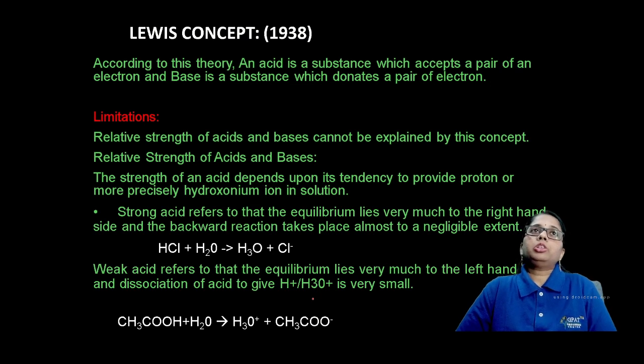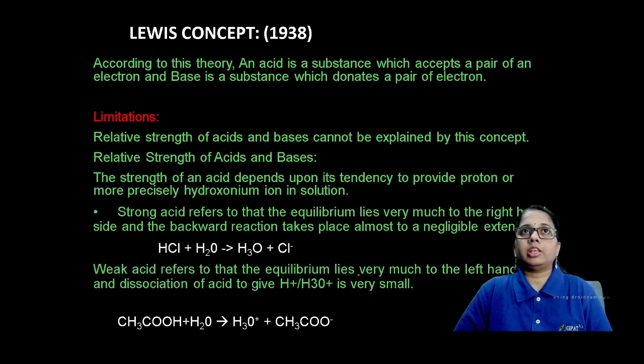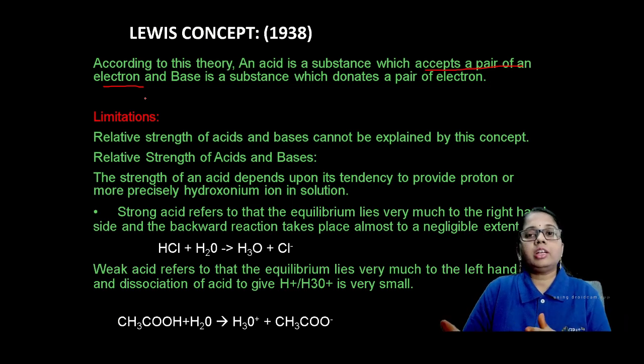Then coming to the Lewis concept. If you see this Lewis concept, according to this theory, an acid is a substance which accepts a pair of electrons. So here Lewis has again defined acids and bases in terms of electrons. Arrhenius has defined in terms of ionizations, and Bronsted-Lowry has explained in terms of protons. Now Lewis has defined in terms of electrons.